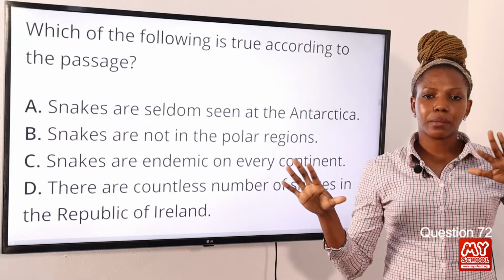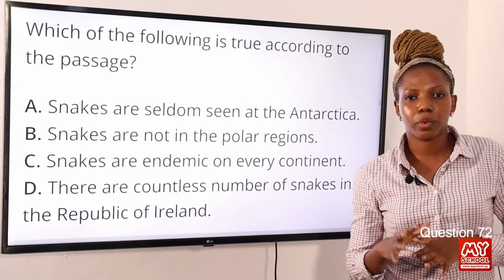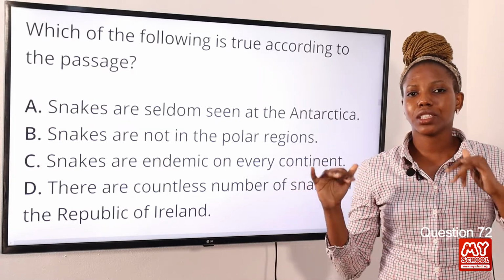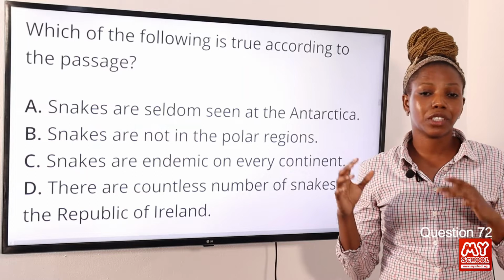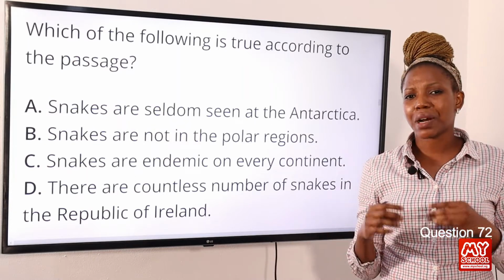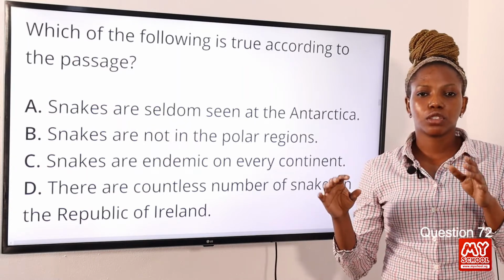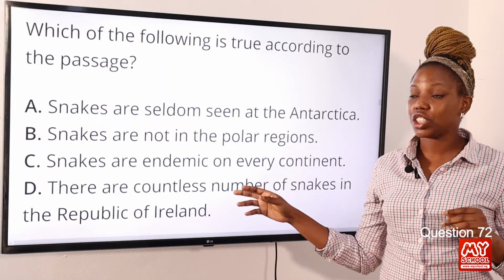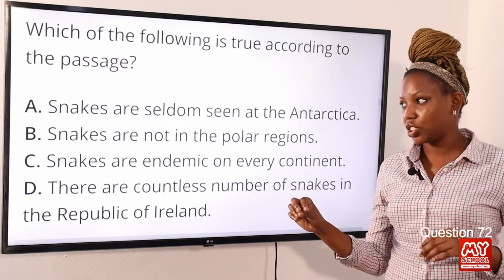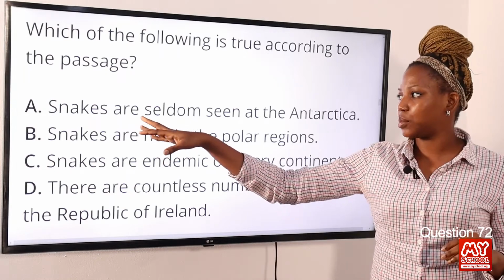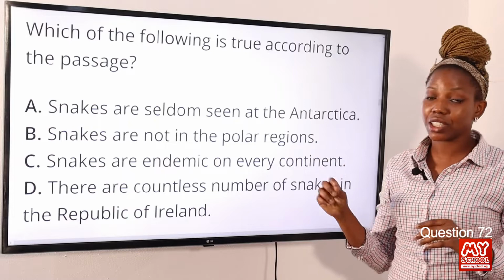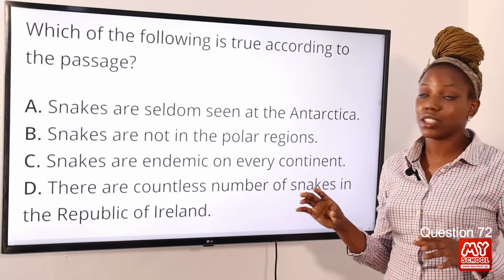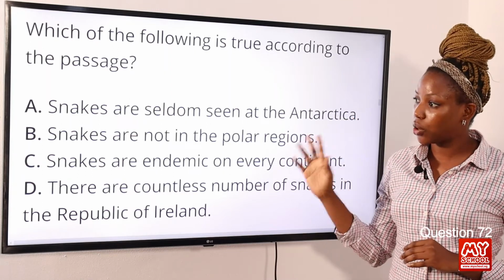When we talk about endemic, it is something that belongs to a particular group of people or to a country. We can also see endemic as an outbreak of something that affects a lot of people. We can see it as a bad condition to every continent. Now this is the answer to the question because options A, B and D are false in regards to the passage. Option A says snakes are seldom seen at Antarctica. This is untrue because snakes are not seen in this continent, Antarctica, according to the passage.